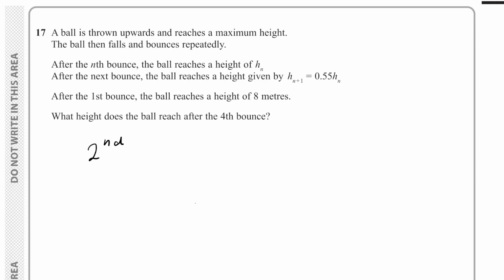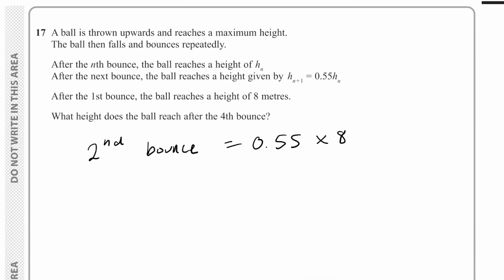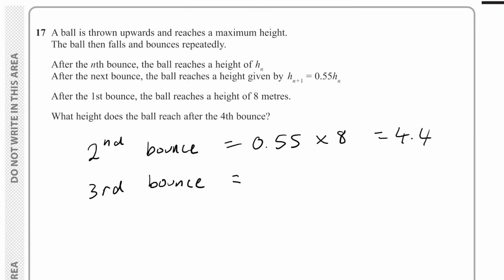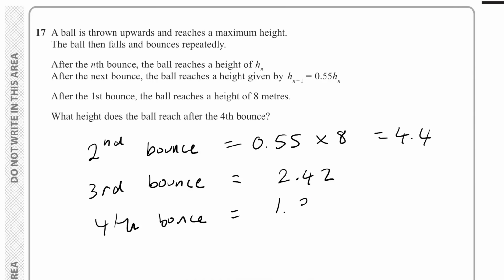So the second bounce is 0.55 times 8, which is 4.4 meters. The third bounce is the answer times 0.55, 2.42, and fourth, answer times 0.55 again, 1.331 meters.